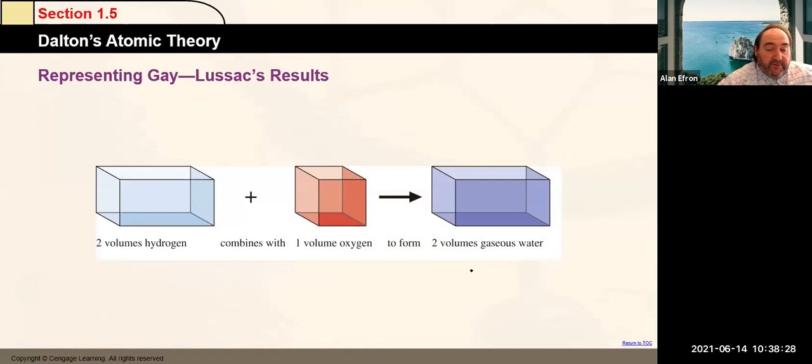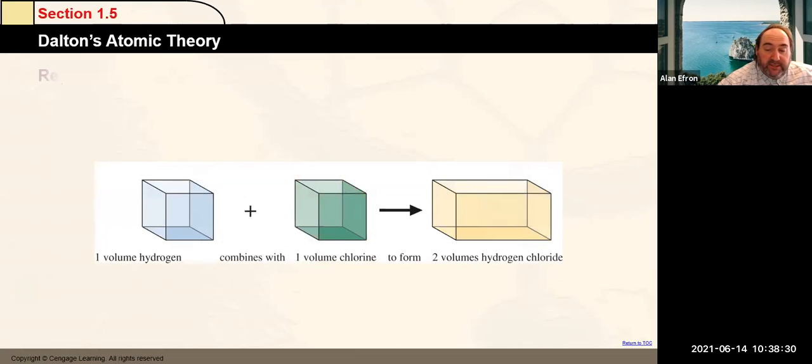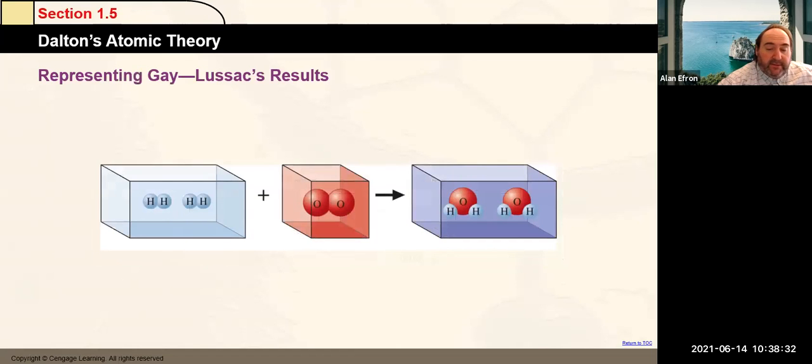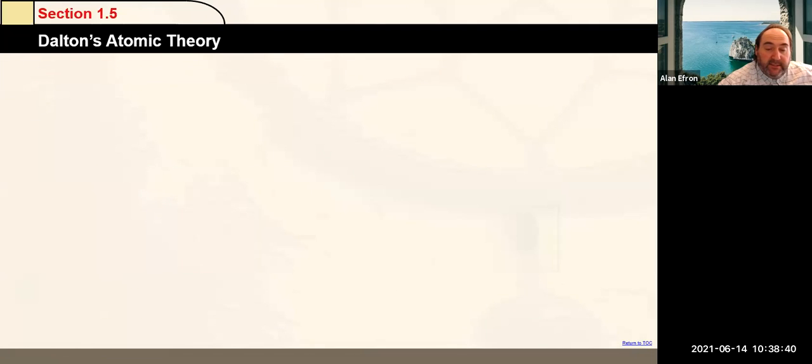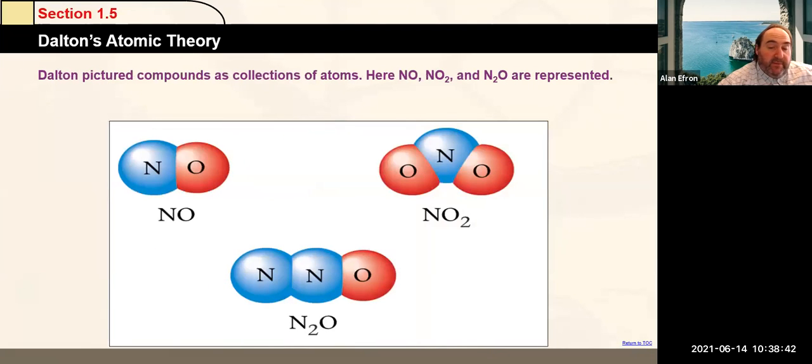And that's what we see here. 2 volumes of hydrogen combines with 1 volume of oxygen. And again, we'll talk more about this when we get into gases in that chapter, but you could look at it like this as a relationship of moles to volumes. This is how Dalton pictured the combination of different elements when they come together.